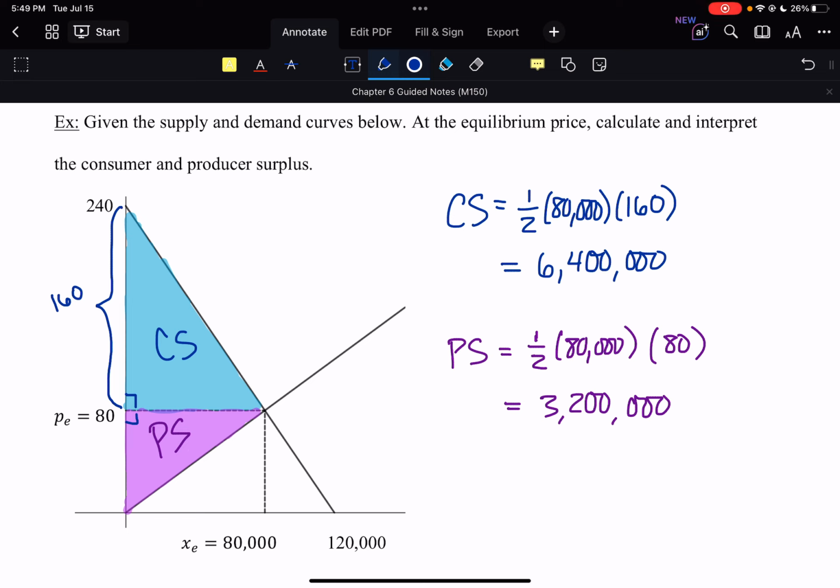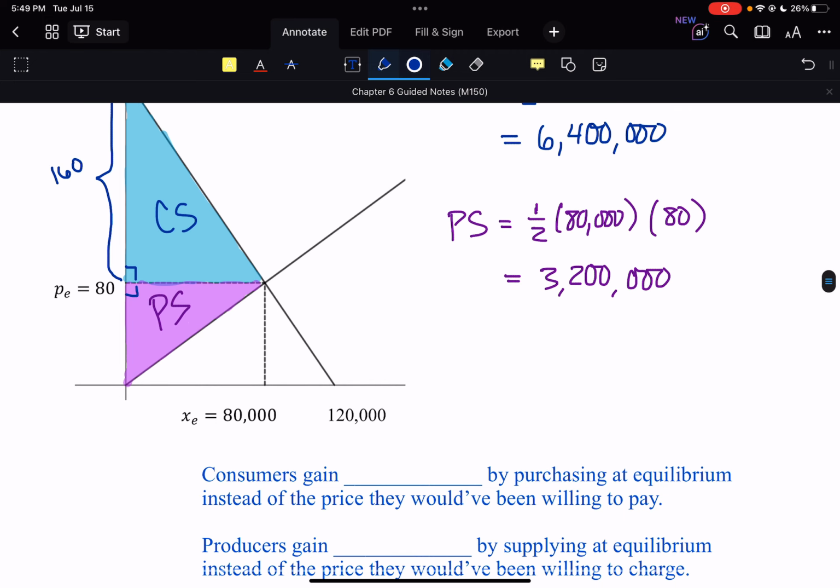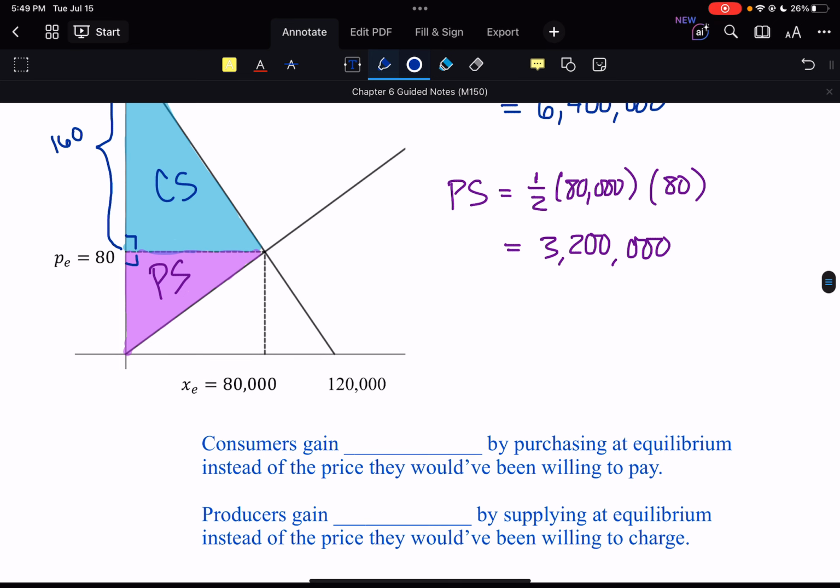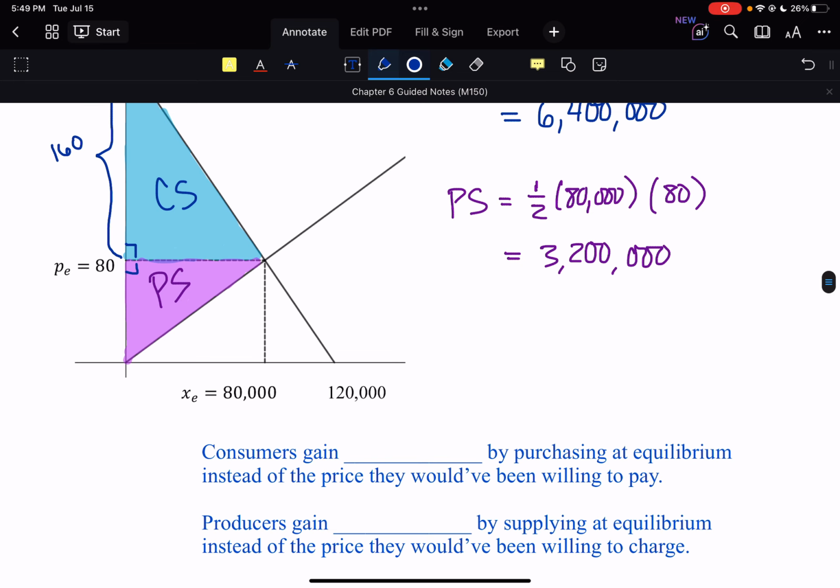So now let's take these numerical values we got and interpret them. I've got a couple statements down here already ready for us. So the consumers are currently gaining, that's the 6.4 million, $6,400,000 by purchasing at equilibrium instead of the price they would have been willing to pay. And again, this is speaking collectively. This is for all consumers, not just one person saving $6.4 million. So the consumers have a surplus of over $6 million.